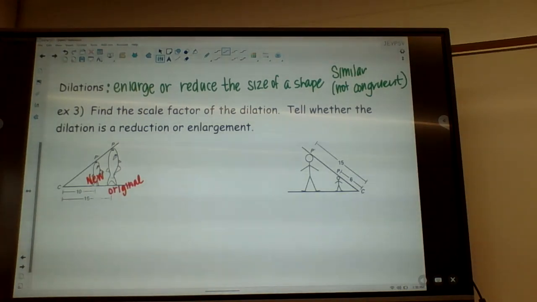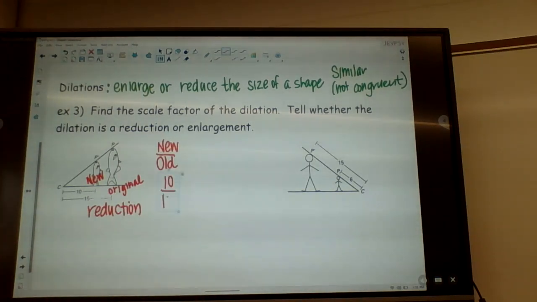But so we want to talk about, so this is a reduction. And what we're going to do, the scale factor of the dilation, we're going to compare the new to the old, and we're going to simplify. So the new one is 10, the old one is 15. We're going to simplify that, and they have the little dimensions on the bottom down there. We're going to divide these each by 5, so that'd be a 2/3 reduction. So it's 2/3 the size of the original.